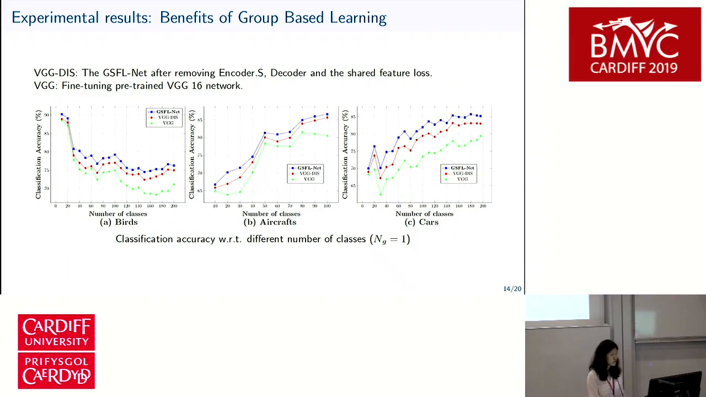First, I will show you the benefits of group-based learning. Here is the classification accuracy change with respect to the number of classes, where there is only one shared group. We can find that the performance of our GSF net is much better than fine-tuning with the VGG network. We can also find that as the number of classes increases, the difference between VGG and GSF net becomes less obvious. We think that is because there is only one shared group, so as the number of classes increases, the effect from only one shared group will be less obvious.